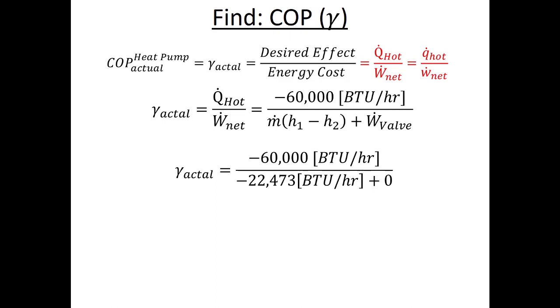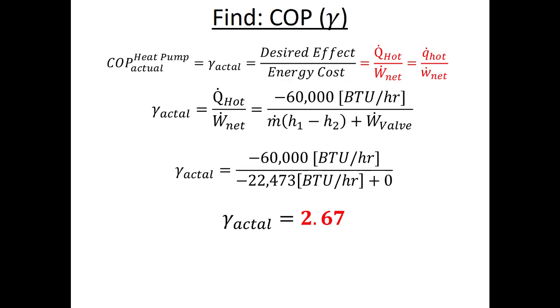These are both negative, but if it was a refrigeration unit, one would be negative. The power would still be negative, but the heat transfer term would be positive. So these coefficients of performance are also always going to be absolute values, even though this one works out to be positive anyway. So here, I get my actual coefficient of performance is 2.67.